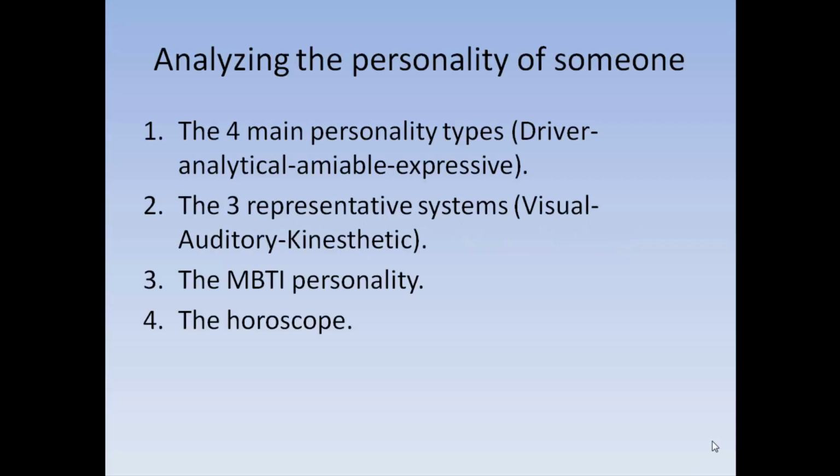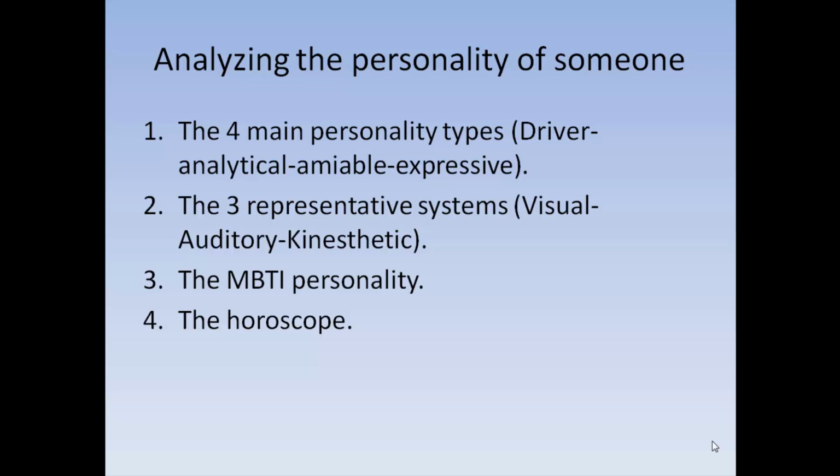Before we start this video, we have to know the steps that you must follow to analyze someone in a perfect way or in a scientific way. Analyzing the personality of someone, we have the four main personality types: driver, analytical, amiable, and expressive. You can watch all these videos in the playlist. And the three representative systems: visual, auditory, and now we're going to talk about the kinesthetic or the feeler.